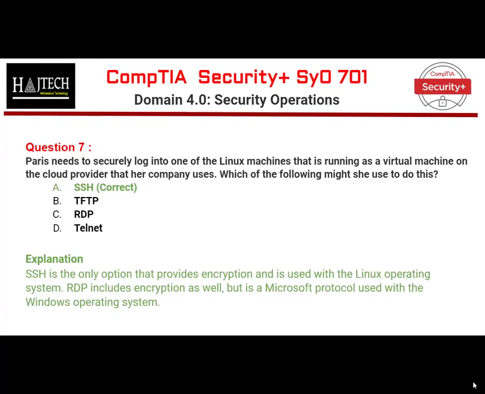Correct answer. Explanation. SSH is the only option that provides encryption and is used with the Linux operating system. RDP includes encryption as well, but is a Microsoft protocol used with the Windows operating system.